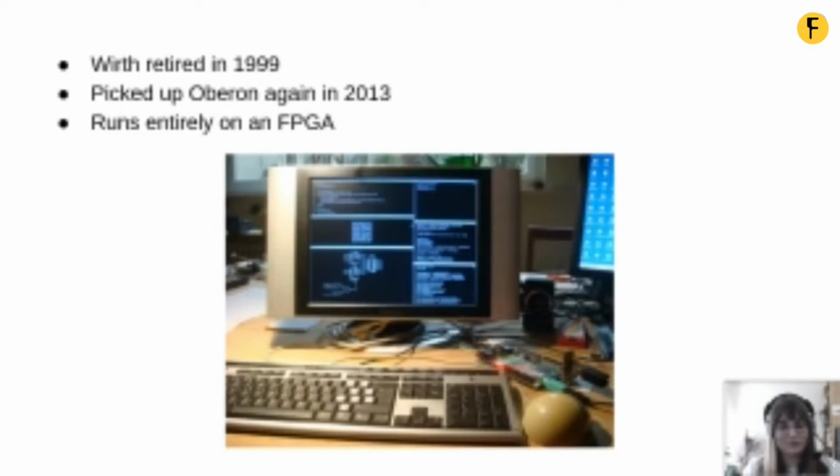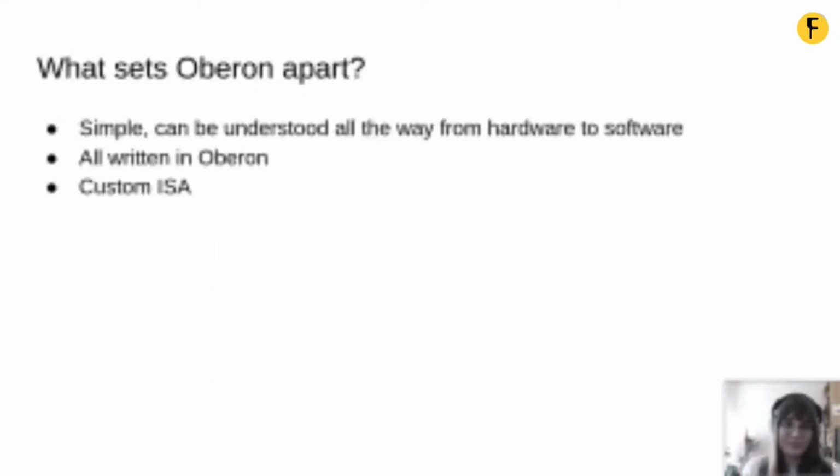So briefly, what sets Oberon apart and makes it interesting for a project like this? Well, like I've mentioned, it's supposed to be simple, so you're supposed to be able to understand all the software. And with this new processor, that one was also made very simple, so you can also read and understand the hardware. The entire operating system is written in the Oberon language, so that includes the compiler, the bootloader, the UI, the kernel, and all of it.